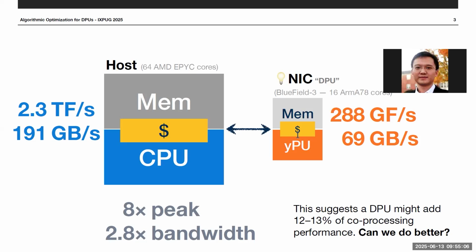If you look at the disparity in terms of compute and bandwidth, on the left-hand side we have a 64-core AMD EPYC server CPU. On the right-hand side, an ARM-based SmartNIC, a Bluefield 3. You see a big disparity in terms of the peak flops for the compute. In terms of bandwidth, it's a little bit better. The Bluefield 3 bandwidth is actually pretty high for a NIC, so it's about 2.8x. If you consider the compute available on the SmartNIC, there might be something like 12 to 13% of potential co-processing power that you could use. You could figure out how to do something with it.